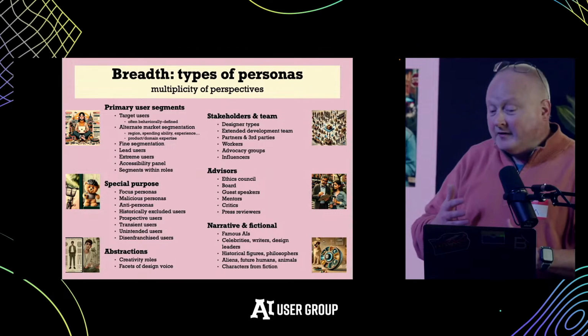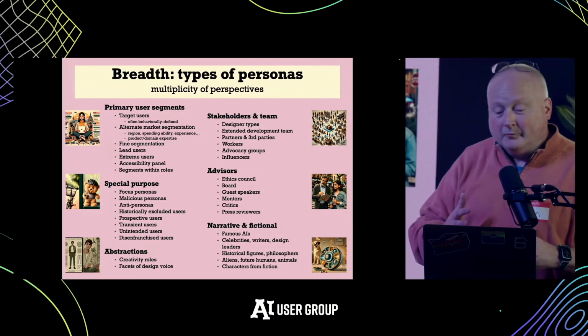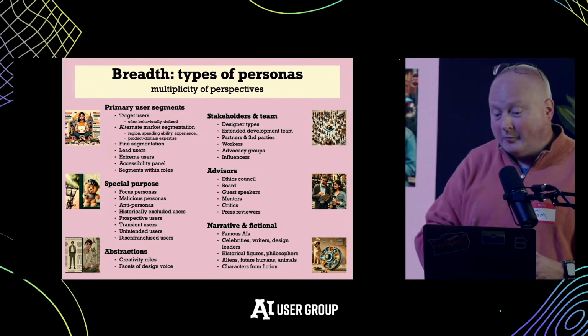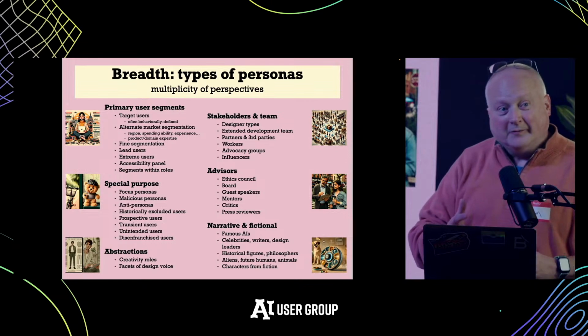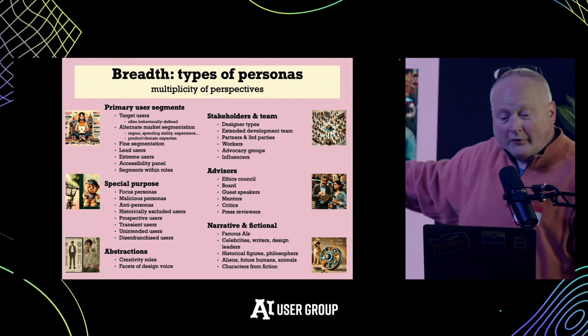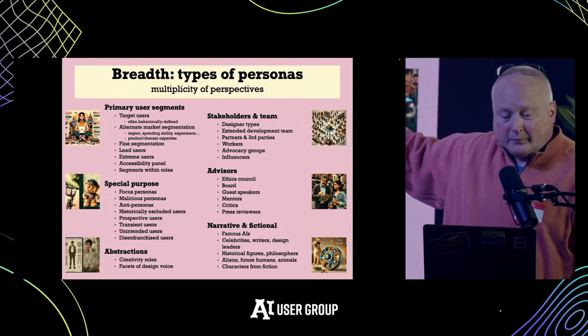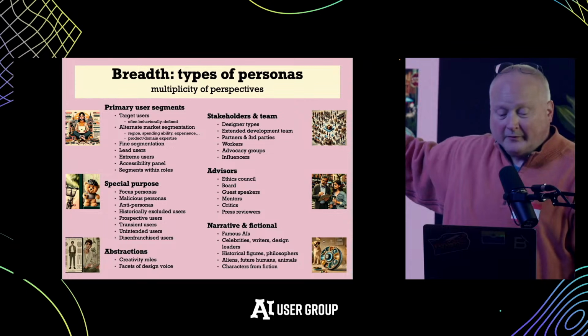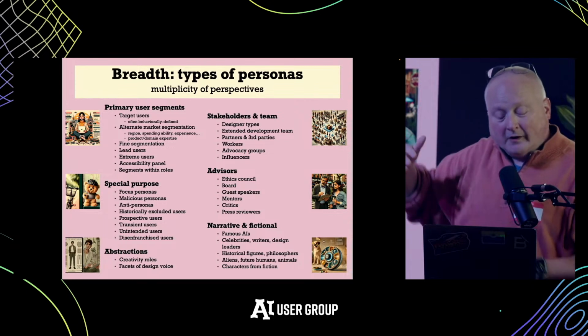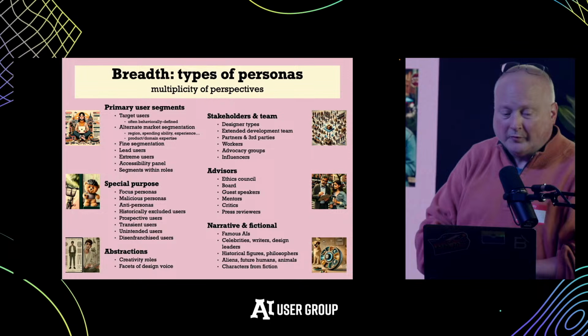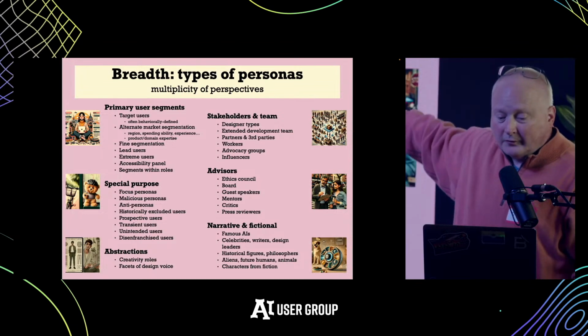But you actually have a lot more time to do that because it's all just a prompt or two to get to it. And now you can do all sorts of different types of personas. So I mentioned a variety of primary user segments. These are different ways of dividing up your market. You can look at some extreme users, an accessibility panel for disabled users. You can divide it by roles, for example. So those are all great, but now you can do a variety of other things.